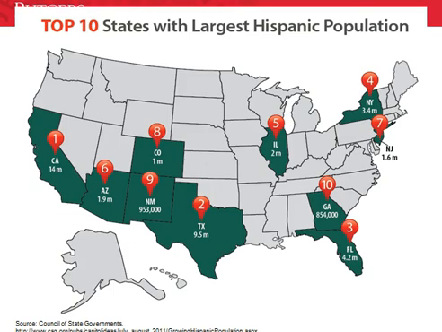Here's a map of the top 10 states with the largest Hispanic population. This is in numbers, and as you can see here, California has 14 million Hispanics. Texas has 9.5 million. New York has 3.4. New Jersey is number 7 in the states with the largest Hispanic populations.